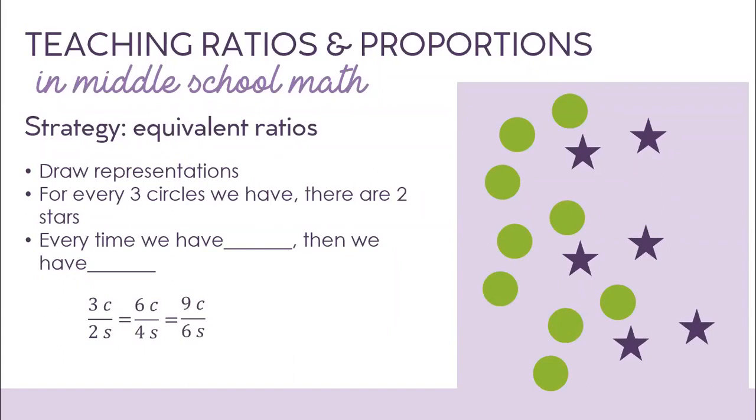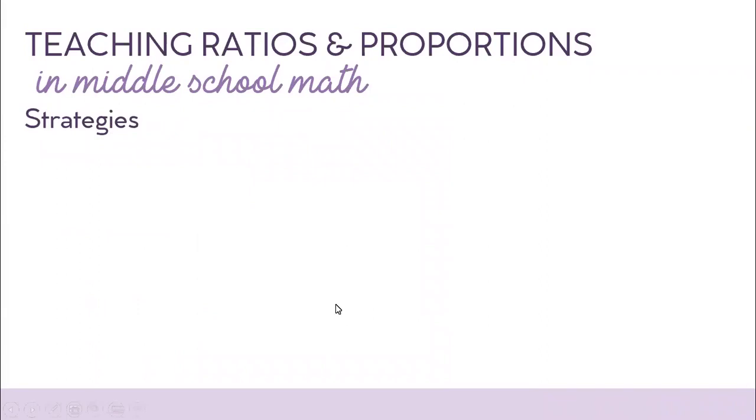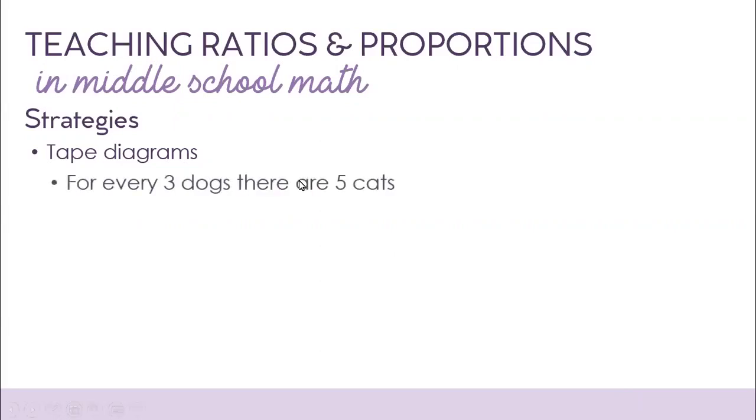And then we can look at those new ratios and look at how we would multiply to get from 3 to 2 to 6 to 4, or from 3 to 2 to 9 to 6. So that is our first very basic strategy that helps develop that type of thinking. Another great strategy that makes the relationship visual for students are the tape diagrams. All right, so we're going to use a very simple example of for every 3 dogs, there are 5 cats.